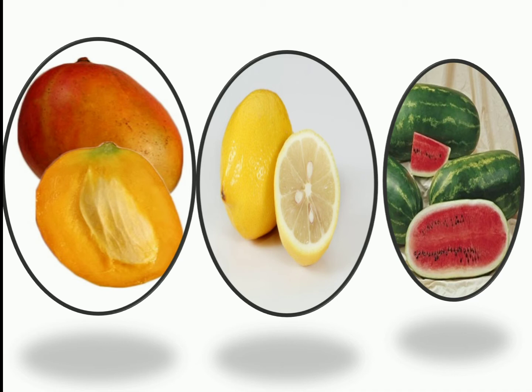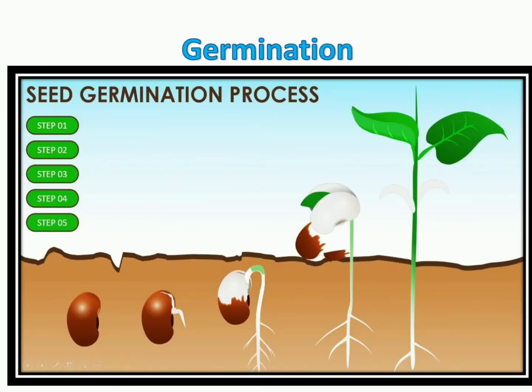Seeds have different shapes, sizes and colors. Some of the seeds that we eat are pulses, wheat, gram, etc. Next, we are going to see germination. The seed contains a baby plant inside it.